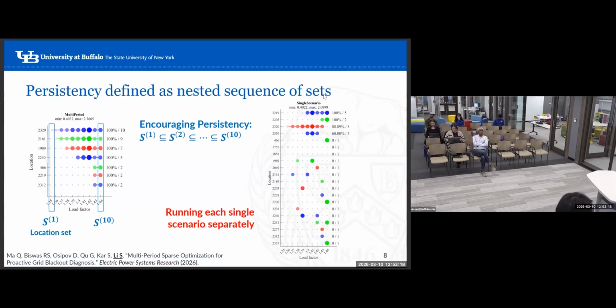By comparison, on the right, if we do not consider persistency and simply run each scenario separately, then the result could be inconsistent. At some point you install a power plant, but at the next step you abandon it. So this is an unrealistic planning strategy.